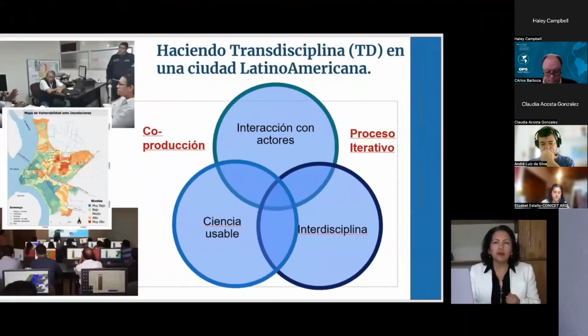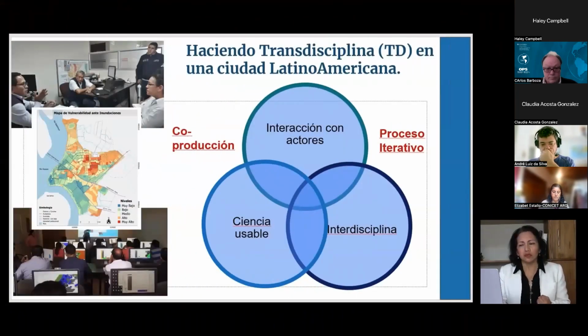But then, how do we begin this transdisciplinary research in the city? Basically, we focus now on three essential aspects. First of all, we needed to interact with the stakeholders. And to do that, we needed to create an interactive process and a co-production process.